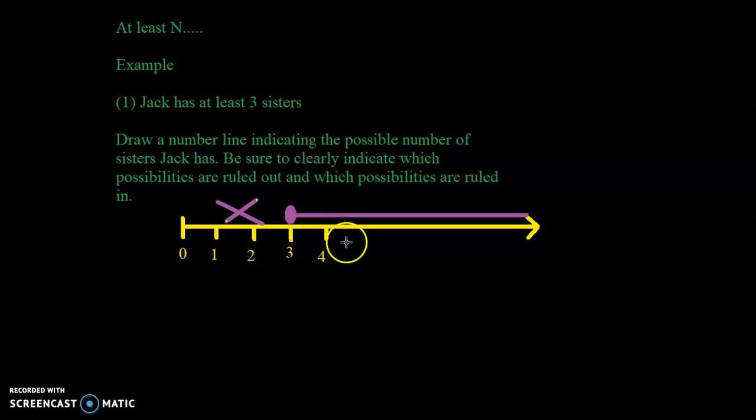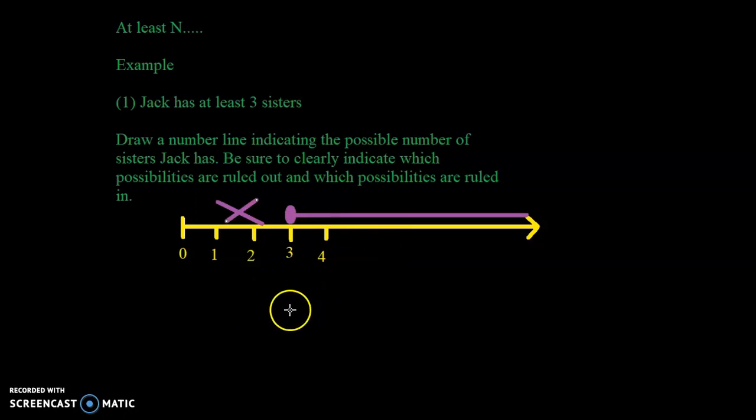It's also possible that he has exactly 4, or exactly 5, or exactly 6, and anything greater than that, right? So none of this stuff is ruled out by the statement Jack has at least 3 sisters, but all of this stuff is ruled out by the statement Jack has at least 3 sisters. That's supposed to be the point, okay?